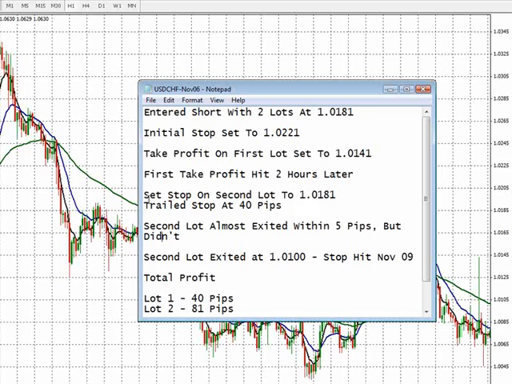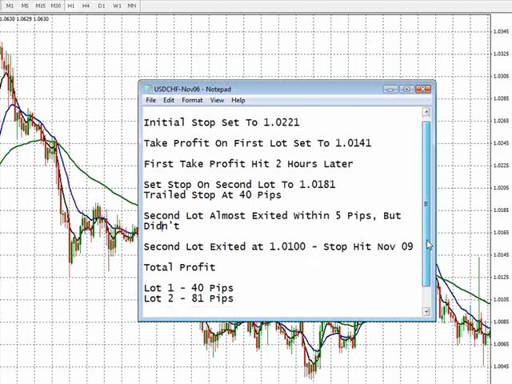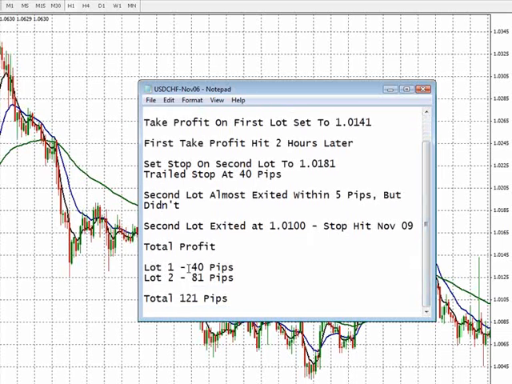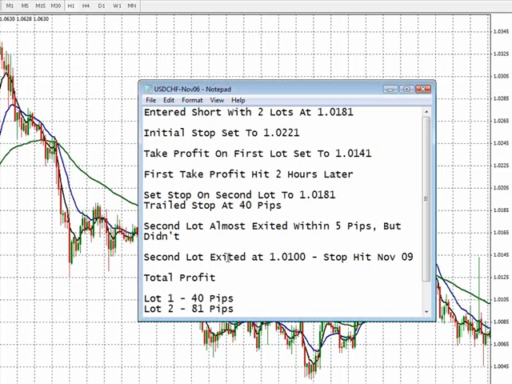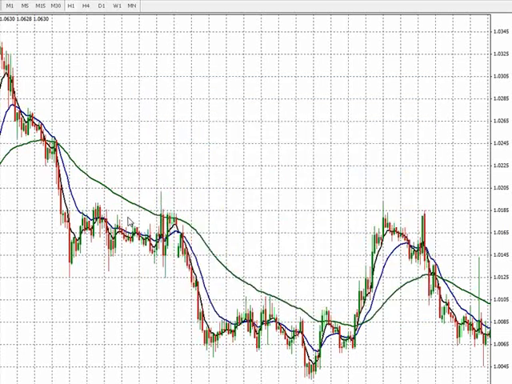At that point, we moved our stop on the second lot to 1.0181, and we trailed the stop at 40 pips. The second lot almost exited within 5 pips the same day, but it didn't. It ended up exiting at 1.0100 on November 9th. So total profit on this trade, we ended with 40 pips on lot 1, and 81 pips on lot 2. So in total, we made 121 pips in a trade that lasted just over 3 days. So again, a nice, excellent, profitable trade, and a good example of how to use this system for short trades.